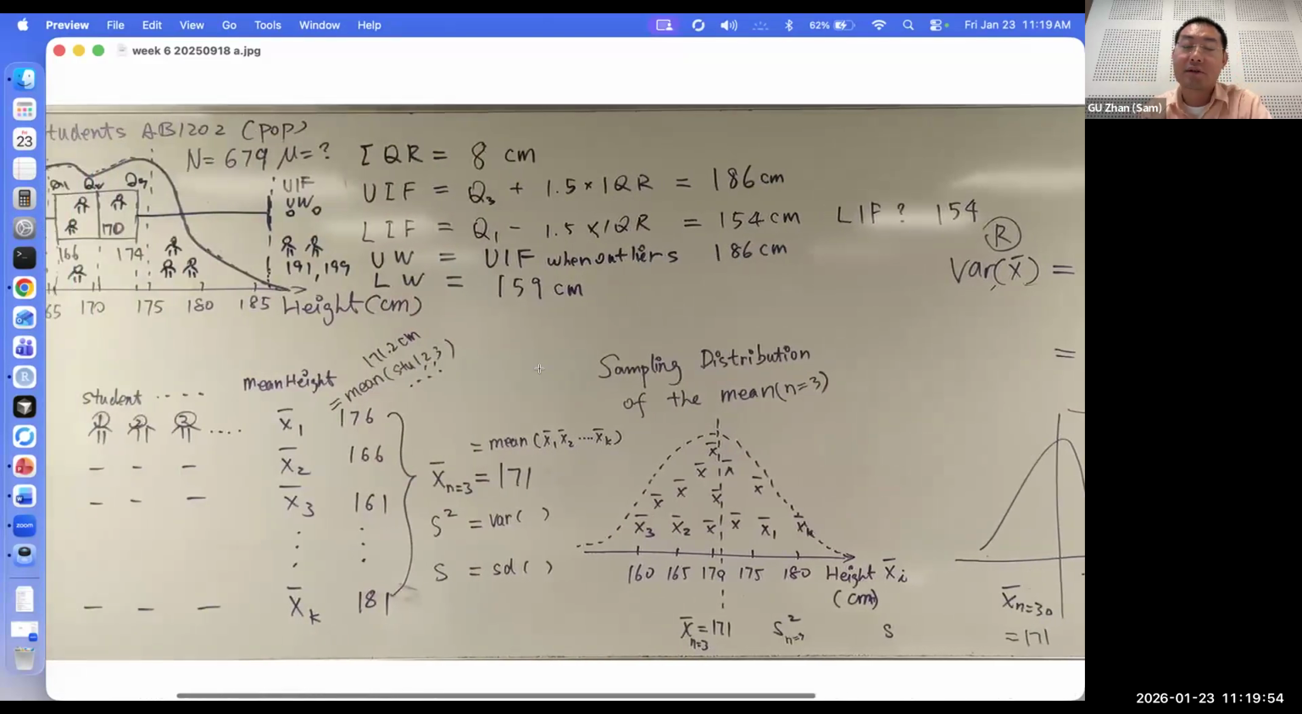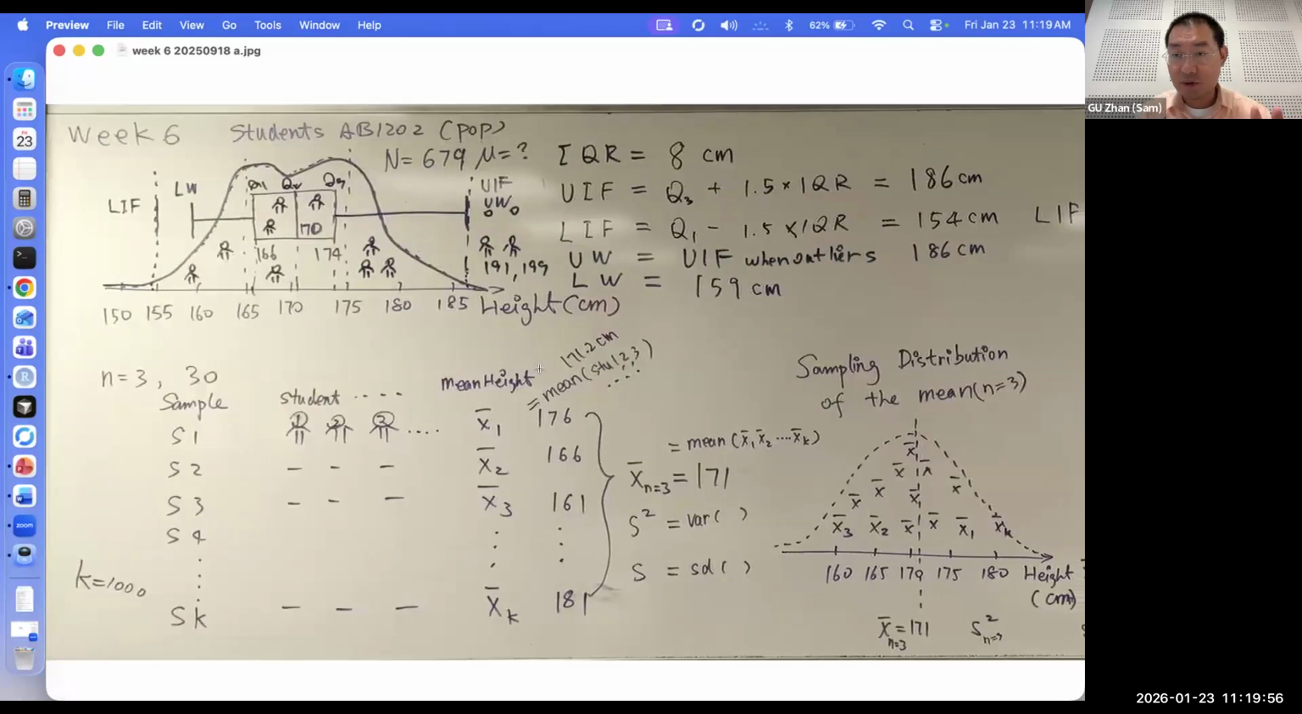That will be the expected result. Hope you are okay at the moment and very clear on this matrix. K is the number of samples. For each sample, how many individuals are being drawn? That is the sample size.